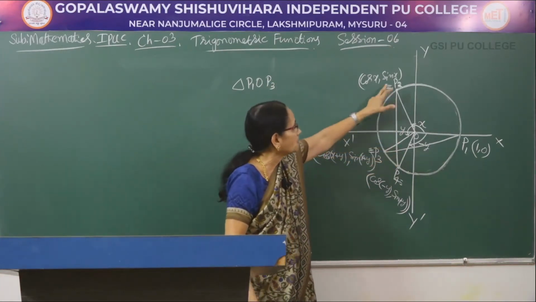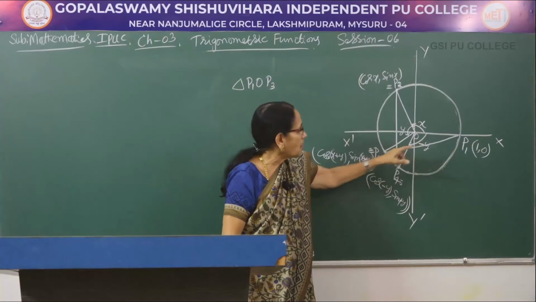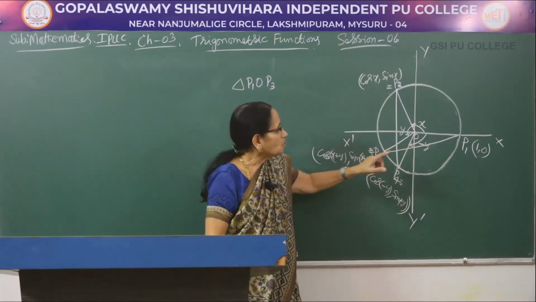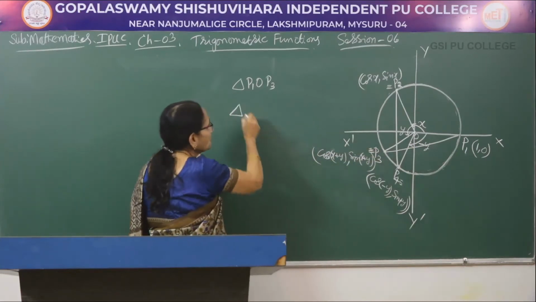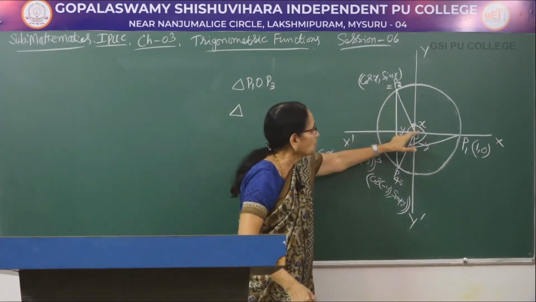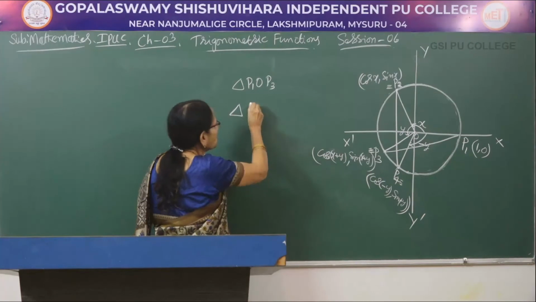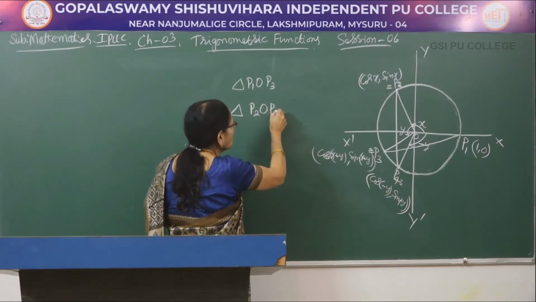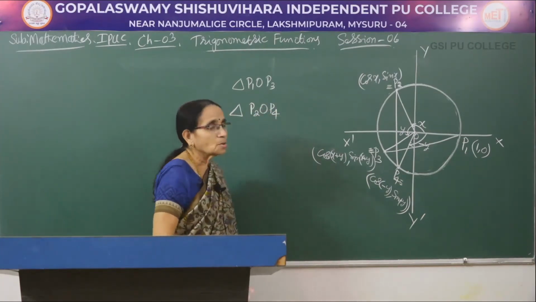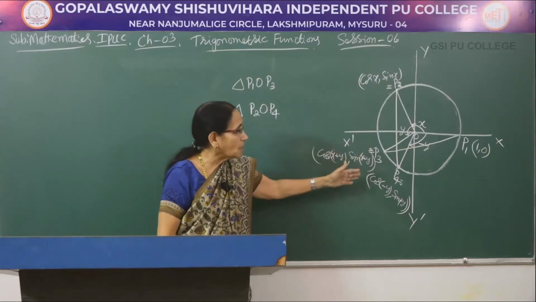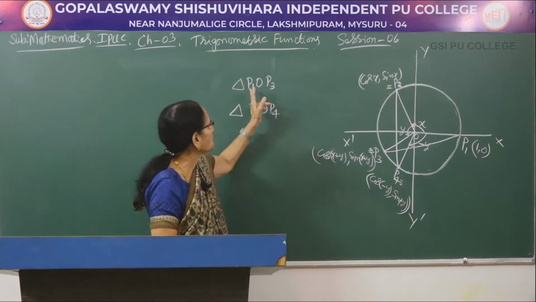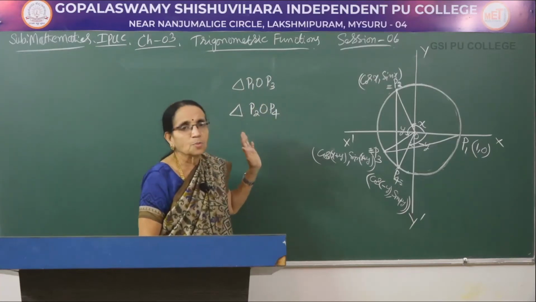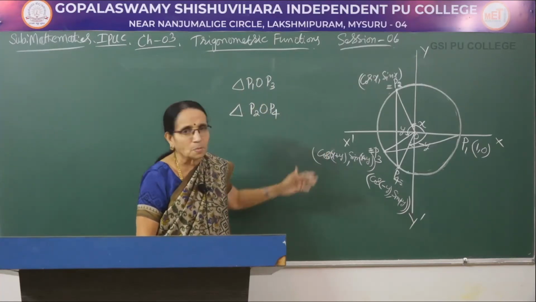The construction part is to join P2 and P4, and P1 and P3. So, the triangle P1OP3 is one triangle. Another triangle is P2OP4. Because of the two lines that we have drawn, we got two triangles: one is P1OP3, the other one is P2OP4, with O in between.